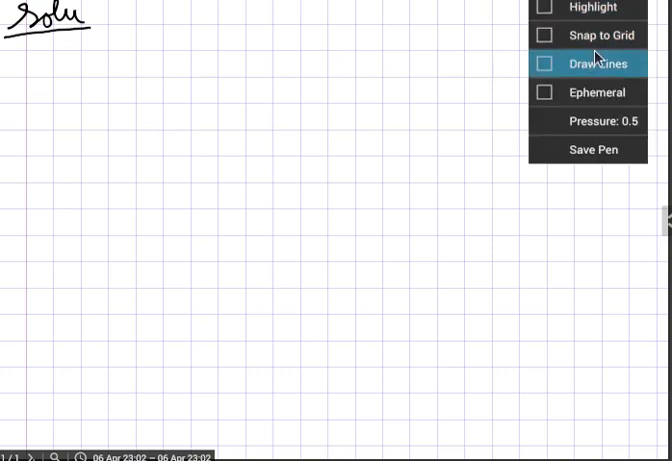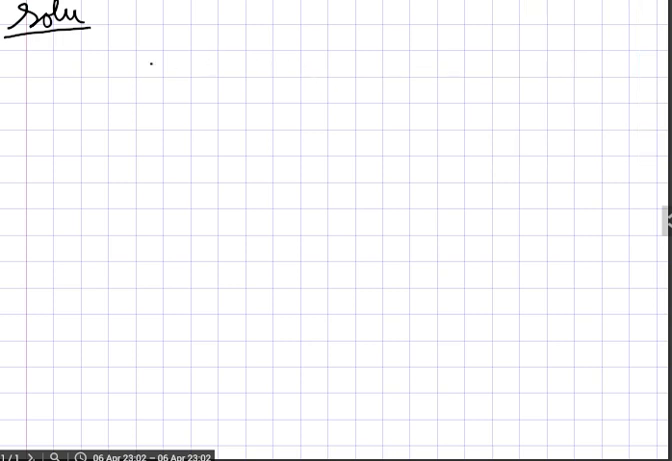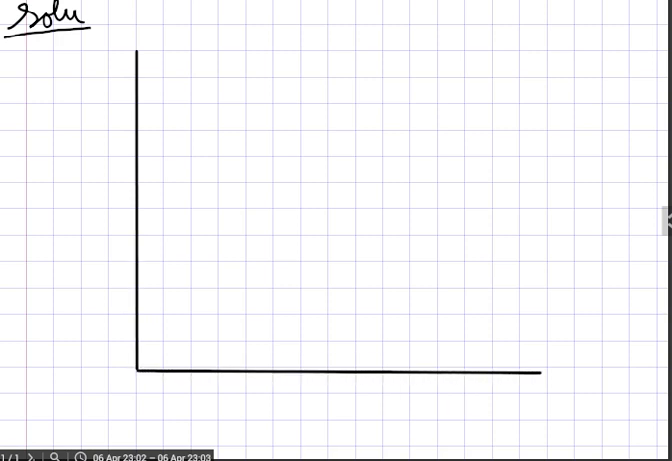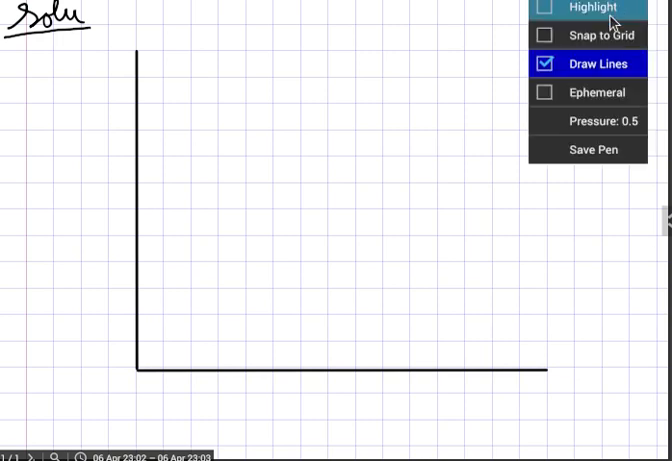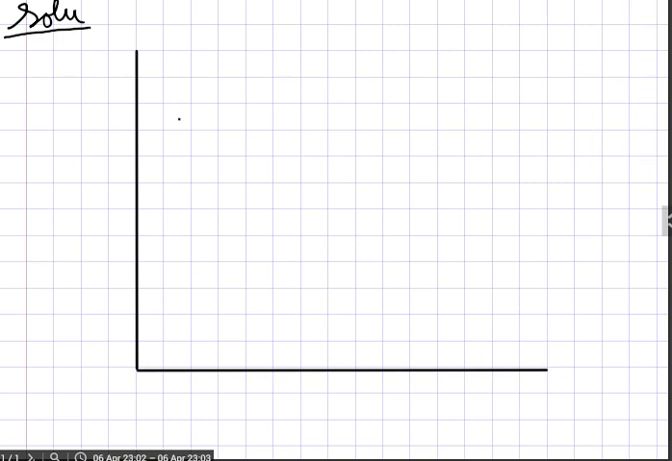So the solution is this. The first step is that you always draw the graph, I mean the PV graph, like this. Otherwise you will make many mistakes if you are not drawing the graph. You will not be able to visualize the problem.